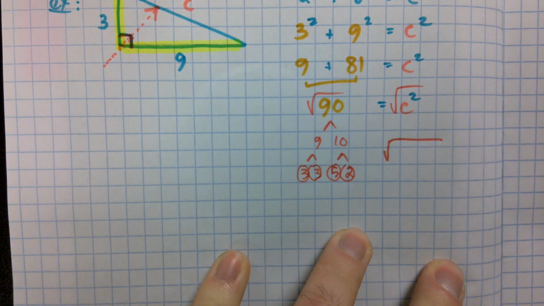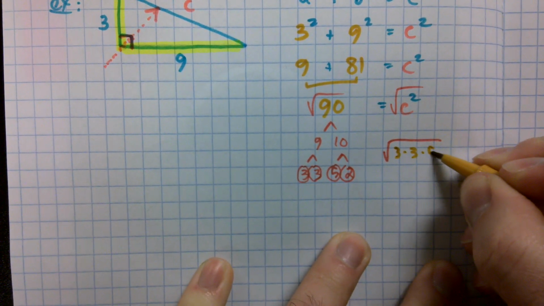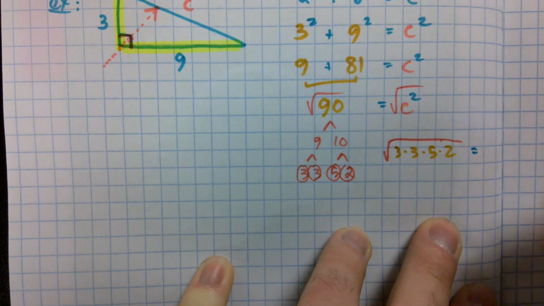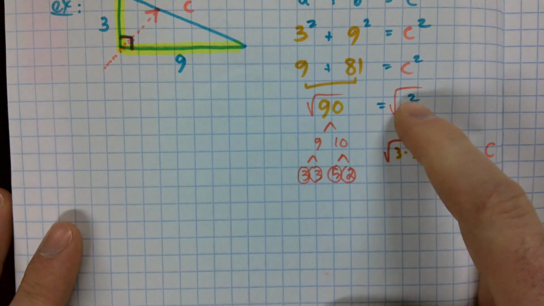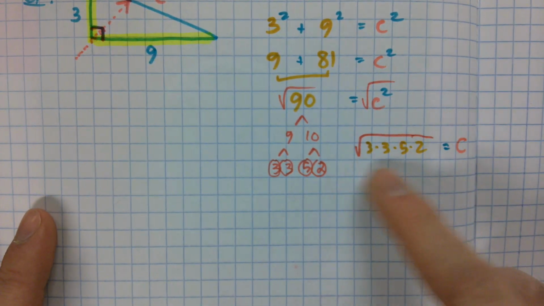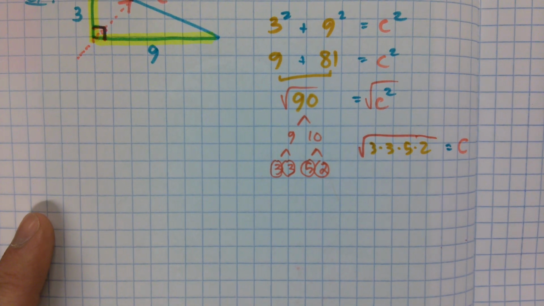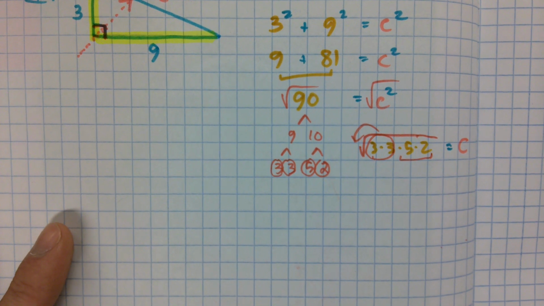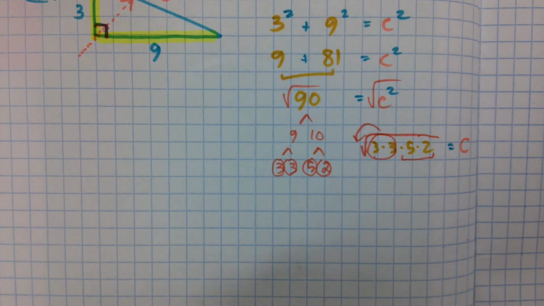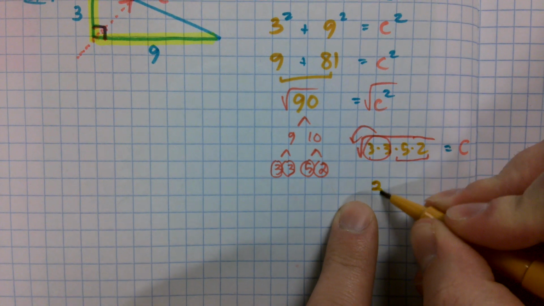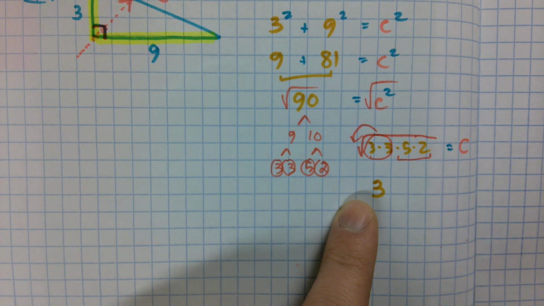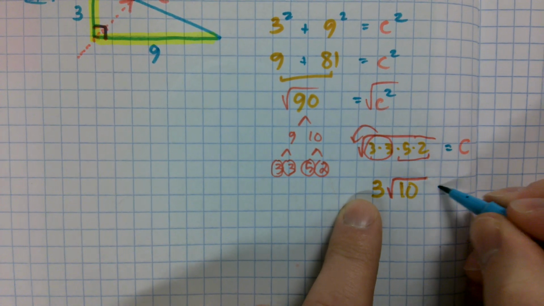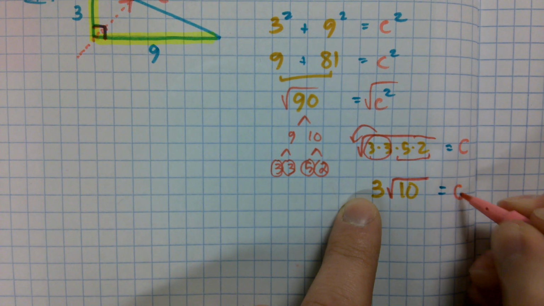All right, square root of 3 times 3 times 5 times 2. And this is equal to just C. Now the square root of C squared is just C. Is there any pairs here I can take out? 3. Pair of 3s. What's left behind? 5 and 2. What do we do with that 5 and the 2? We multiply them together. So I've got a 3 on the outside. What's on the inside of my square root now? 10. And this is equal to C.